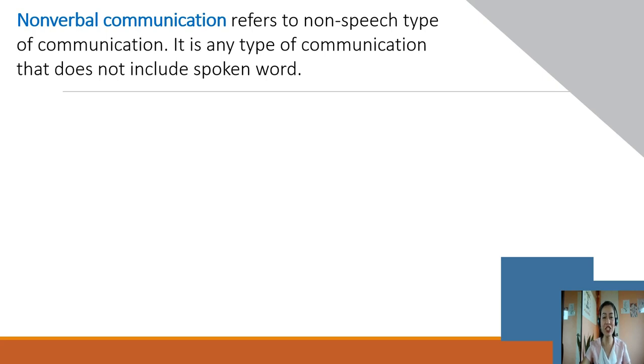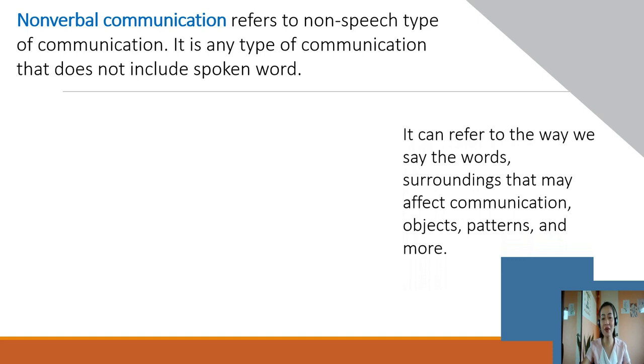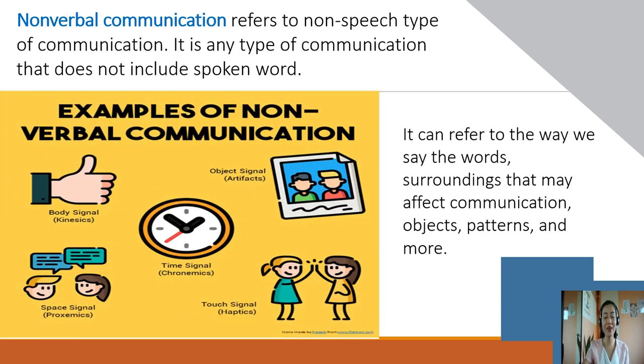Now, let's proceed to the nonverbal communication. This refers to non-speech type of communication. It is any type of communication that does not include spoken word. It can refer to the way we say the words, surroundings that may affect communication, objects, patterns, and more. Now, nonverbal communication is actually the opposite of verbal communication. So in verbal, right, we use words. But in nonverbal communication, we do not use words in communication. Instead, we use body signal or kinesics, object signal or artifacts, time signal or chronemics, touch signal or haptics, and the last one, space signal or proxemics.